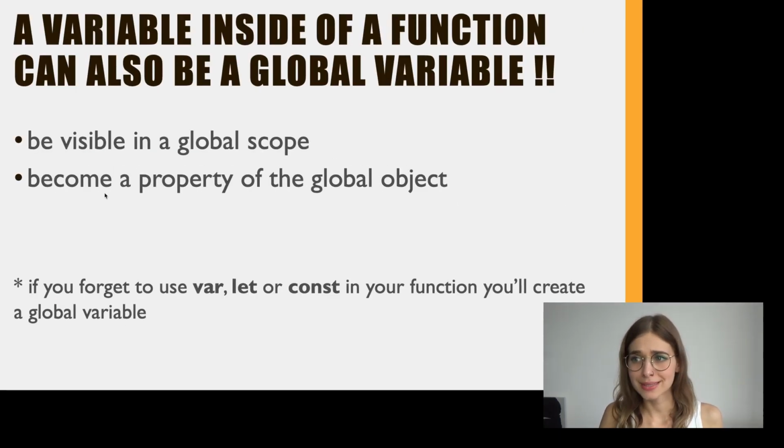A variable inside of a function can also be a global variable. We said that a variable inside a function is always in its local scope, so it is a local variable, but this is not exactly true. It can be visible in the global scope, and it can become a property of the global object.